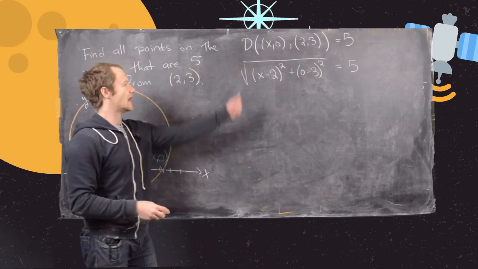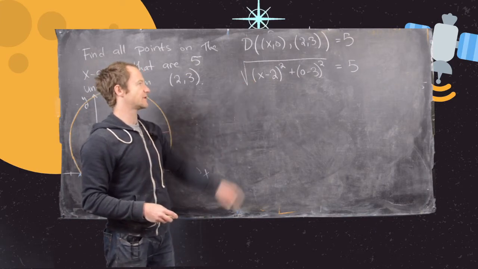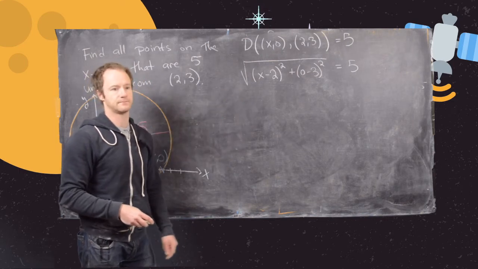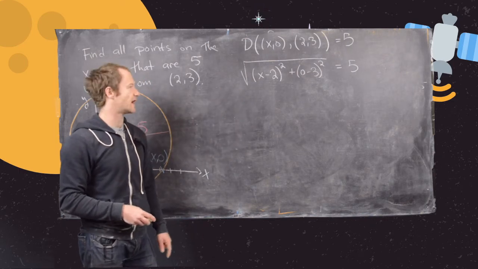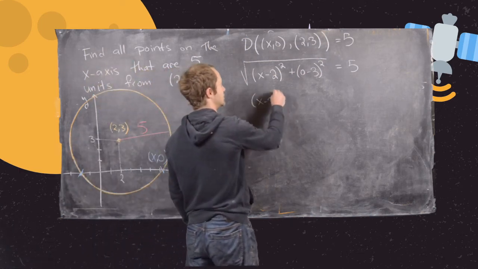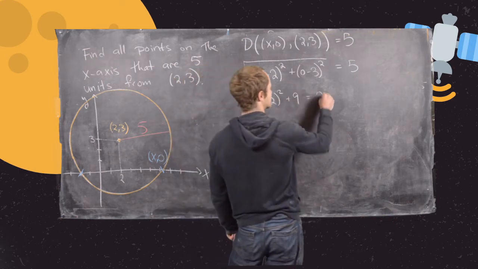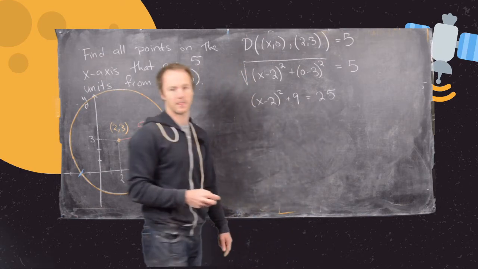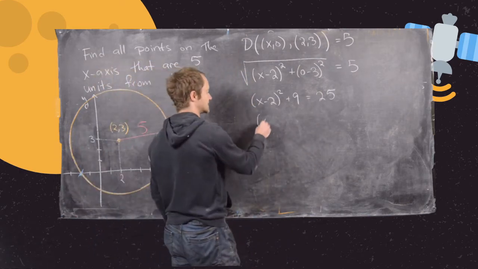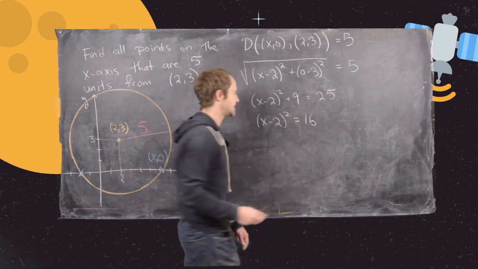Great. So now we want to do 2 things simultaneously. Well, okay, so now we want to start simplifying. So maybe we'll square both sides. And that's going to give us (x minus 2) squared plus 9, because negative 3 squared is 9, equals 25. Okay, great. Now, next we can maybe subtract 9 from both sides. That's going to give us (x minus 2) squared equals 25 minus 9, which is 16.